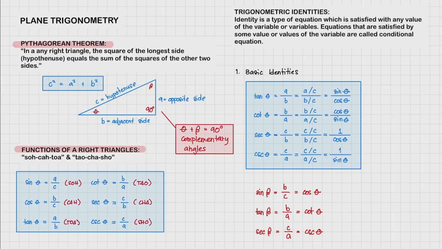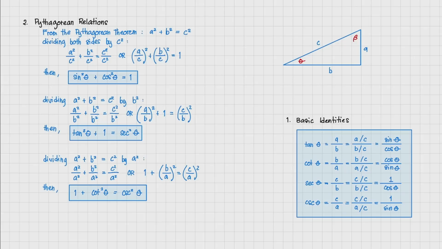That is why they were called cosine, cotangent, and cosecant, because they are complementary to sine, complementary to tangent, and complementary to secant. That's why they're called cosine, cotangent, cosecant. So there you go. Okay, so our next set of identities is called Pythagorean Relations.